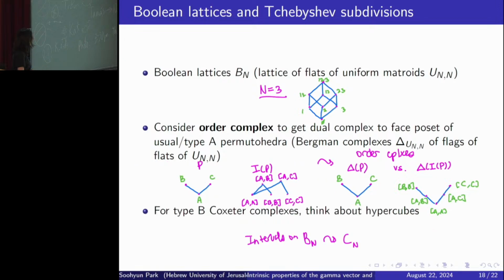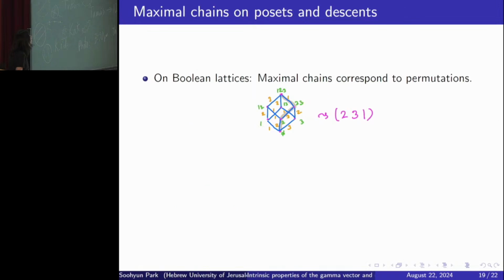And so why do I care about this? Okay, so this type A to type B thing comes from the order complex of this Boolean lattice, which you can also think of as the lattice of flats of this uniform matroid. And here you have the Bergman complexes, so flags of flats here. And then if we take this to be the set of intervals here, this takes us to the face poset of the n-cube. So there's some type B shenanigans going on.